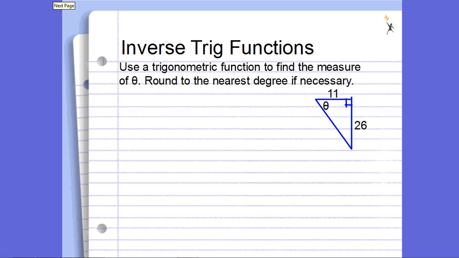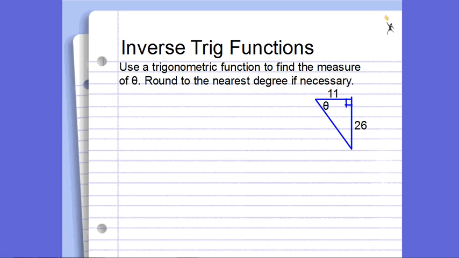We're going to talk about inverse trig functions. So, here's the situation. It says use a trigonometric function to find the measure of theta. Round to the nearest degree if necessary.